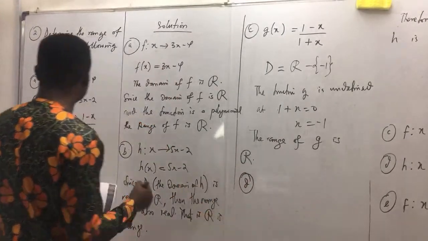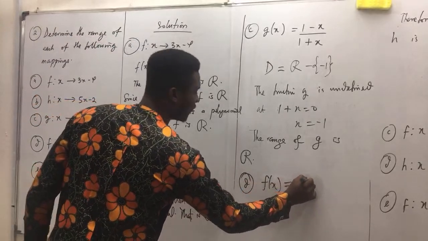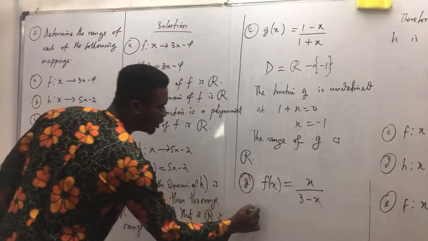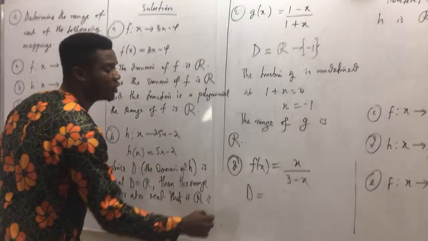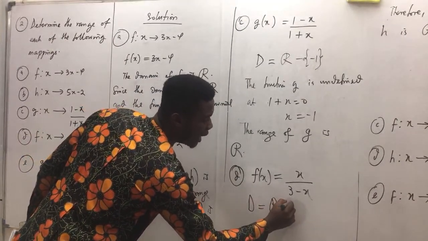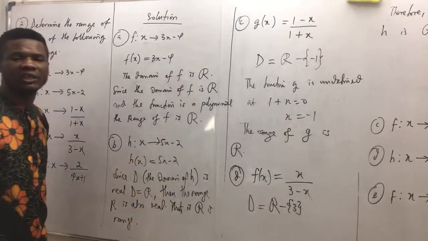Now, I'm not going to go into the intricacies. Let's just repeat what we've done. How would you tell the range of this function, x over 3 minus x? Now, the domain of the function will give you the clue. The domain of this function will be the set of all real numbers excluding 3.